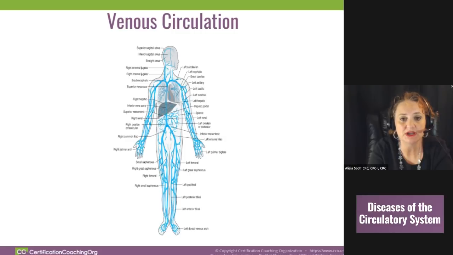But I want to bring to your attention down here the right saphenous vein. There is a right and left saphenous vein. Those veins in the lower leg are often used for bypass in the heart, the saphenous vein. So be very familiar with that, and any procedures that work with the saphenous vein being grafted for a bypass in the heart.